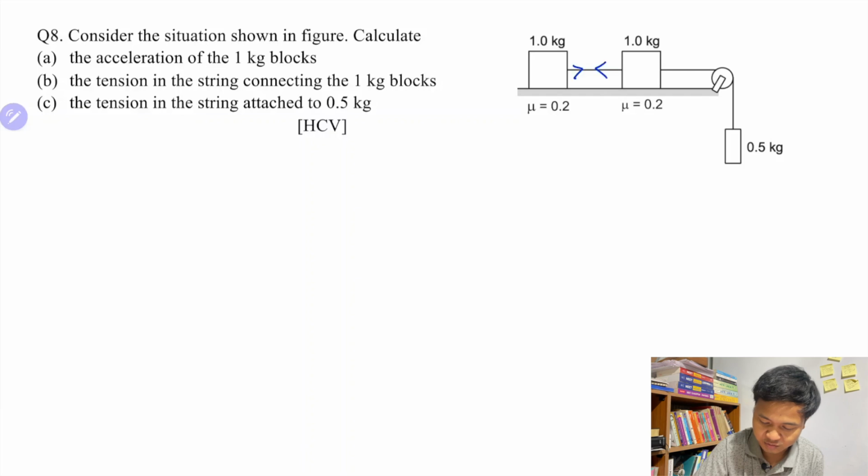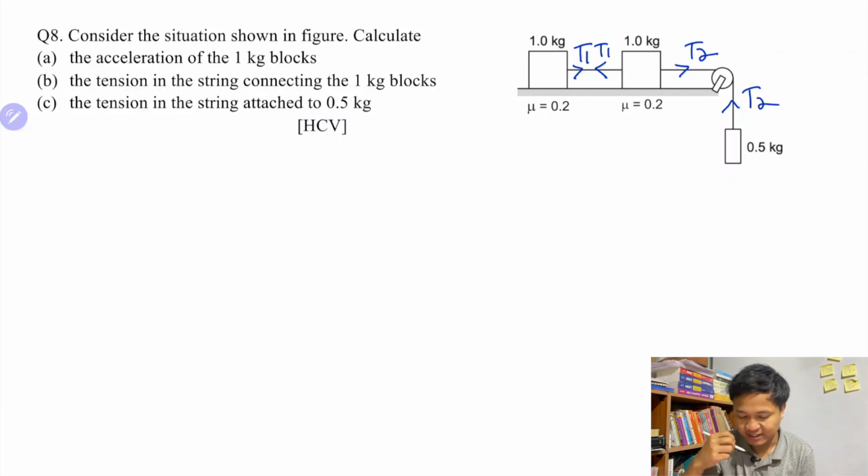Let's say this is T1 and this will be T2. They are all connected. So that means if this 0.5 kg block goes down by A, then the other blocks also go by A.